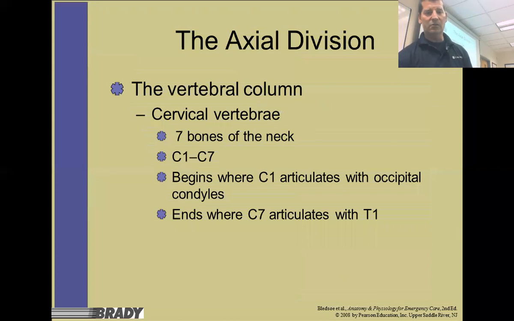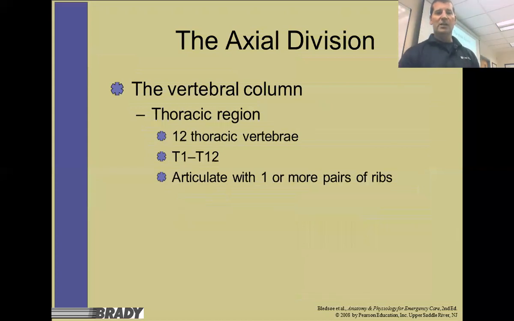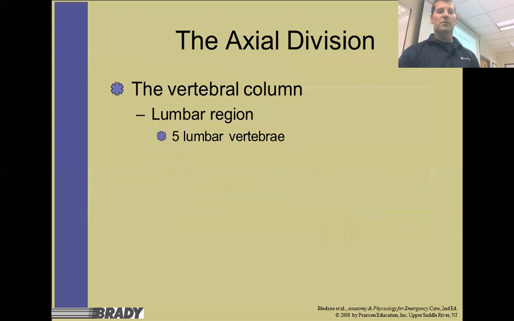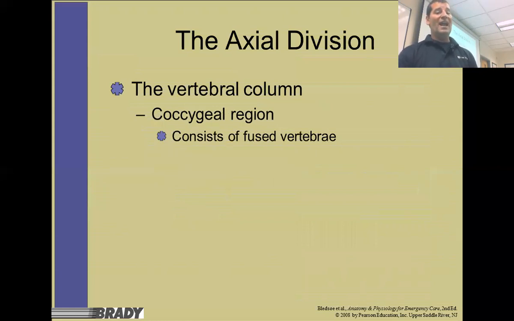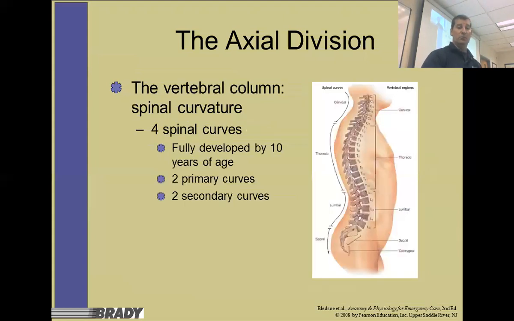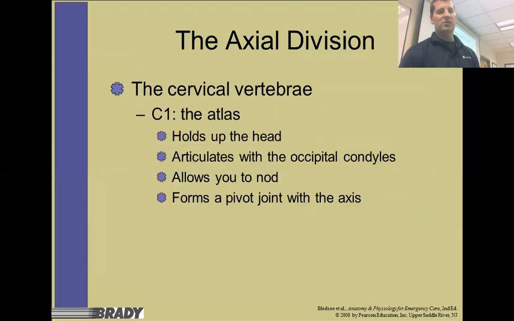Now, the sacrum and the coccyx are fused bones, but they're made up of a couple different bones. So when we're dealing with the cervical vertebrae, thoracic, lumbar, and the sacrum, again, the sacrum bone is actually 5 bones that are fused, and the coccyx is anywhere from 3 to 4 bones that are fused together to form those regions.